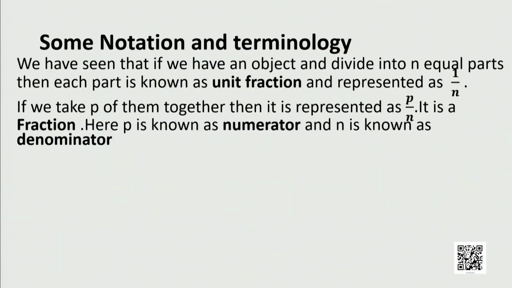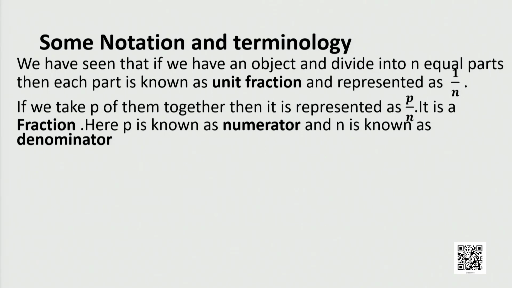Okay, now we are going to use some notations and terminologies. We have seen that if we have an object and divide it into n equal parts, then each part is known as a unit fraction and it is represented as 1 over n. And in the earlier example, we have seen that we can take some unit fractions and collectively there is a method or representation for that. So if we take p of them together, then it is represented as p over n. It is a fraction. Now it has a special name.